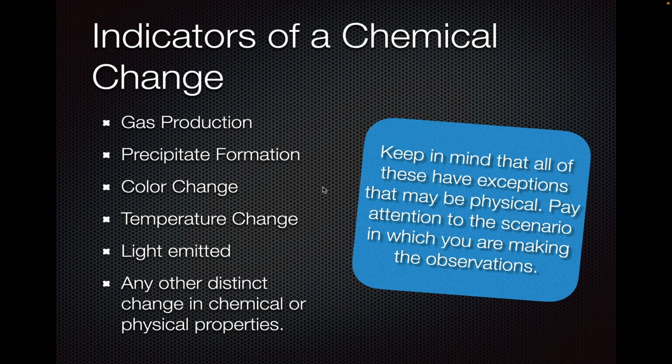We have 6 different things that we can say are indicators of a chemical change. We can produce gas, we can make a precipitate, which is a solid, we can have a color change, a temperature change, light can be emitted, and then any other really distinct chemical or physical change that we have. Keep in mind that there are some exceptions to these, so the more of these things we see, the better that we can choose that is actually chemistry.